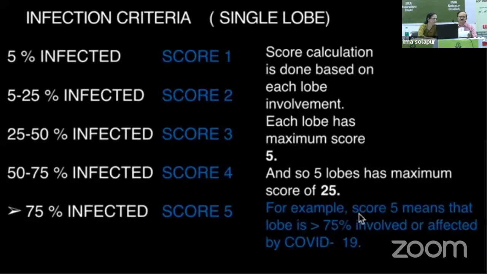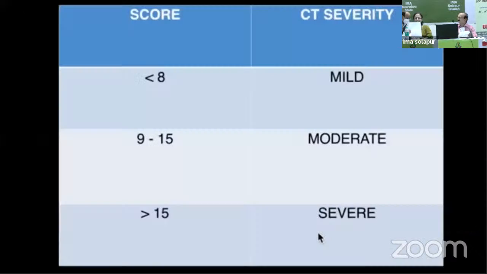So for example, the score 5 means that the lobe is more than 75% involved by the COVID-19 infection. This is the classification of CT severity score, which indicates the severity of CT chest infection. It can be classified as mild, moderate and severe based on the scoring system. If the entire score is less than 8, it is mild. 9 to 15, it is moderate severity. And if the score is more than 15, the severity is severe.